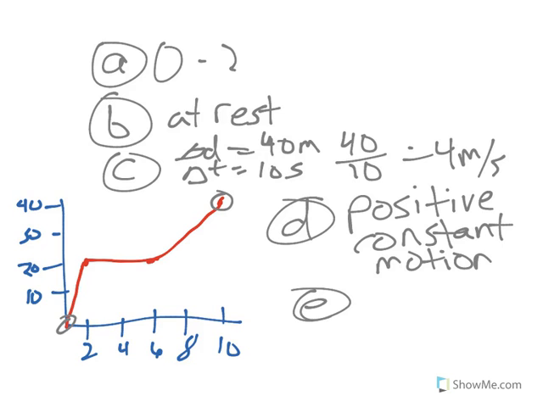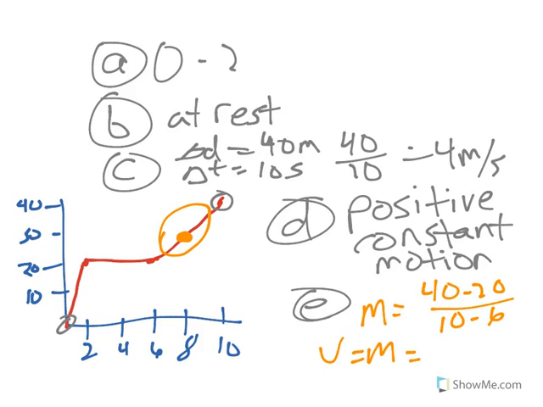And then lastly, part E says how fast was the object going at 8 seconds. So there's where it is at 8 seconds, so we have to find the slope on this line. So m is the slope, and that would be equal to 40 minus 10, because we do y first. So it would be 40 minus 20 divided by 10 minus 6, and we should get a speed of 5 meters per second.